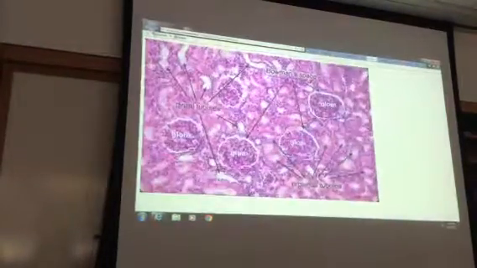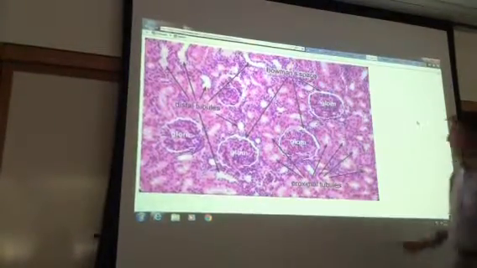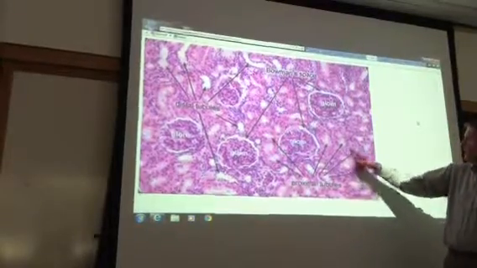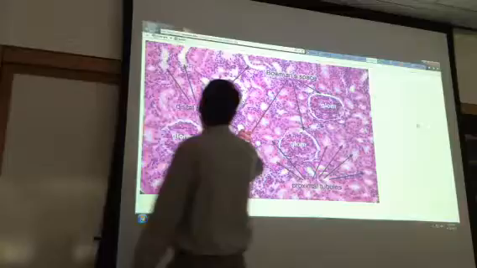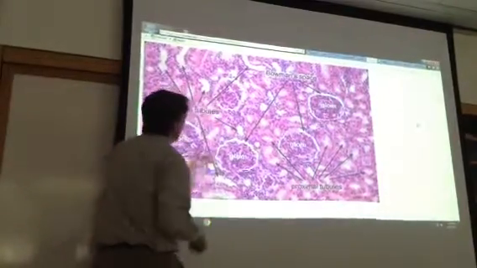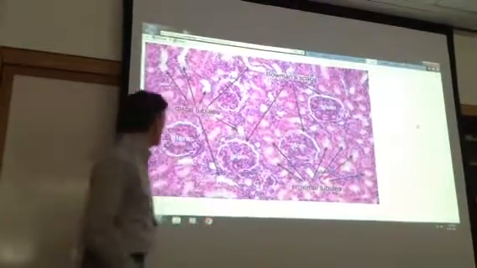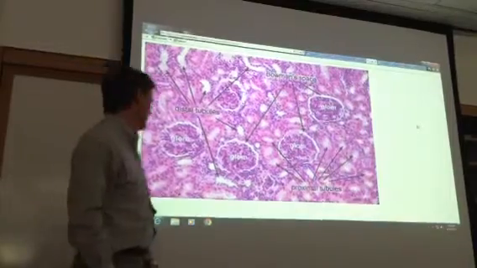One more always helps when they're labeled. But anyway, notice the proximal convoluted tubules. They look hazy on the inside. They've got some stuff there, whereas it's a little bit more clear, I guess, if you will, when you're looking at a distal tubule. Okay.